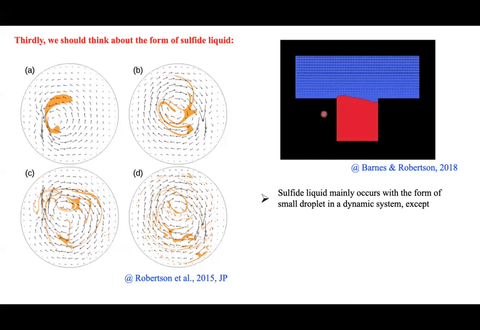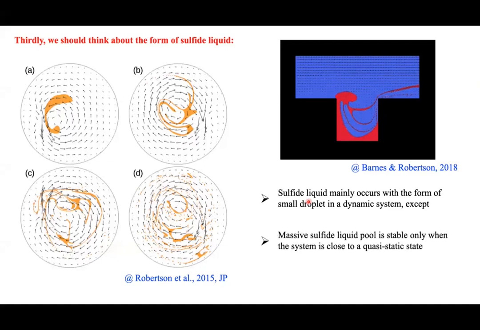And we can see that this magma flow will break up the interface between the magma and these sulfide liquid pools. And this breakup will finally form many small sulfide droplets. So we should think that in a dynamic conduit system, the sulfide liquid should mainly occur as small droplets, except the massive sulfide liquid pool can be stable only when the system is very close to a static state.